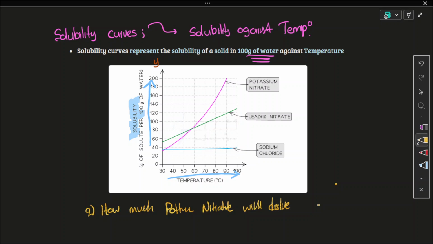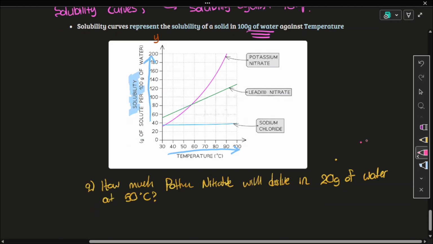Okay, how much potassium nitrate will dissolve in 20 grams of water at 50 degrees Celsius? That's the question. I want you to take a second and try this. It's very simple, but it might be tricky. Give this a try, and then I'll explain exactly how you should be attempting this.